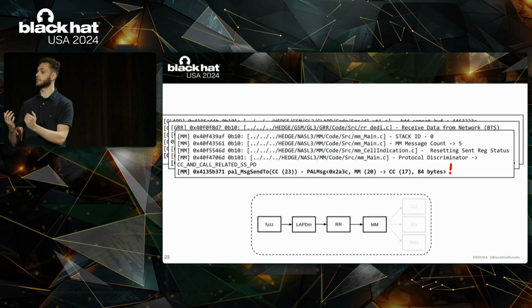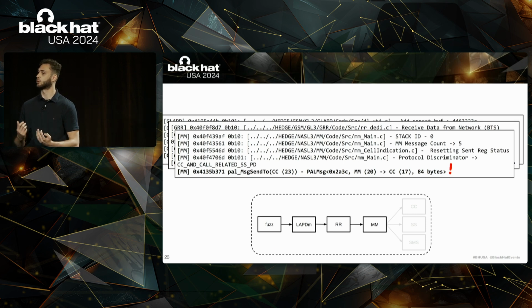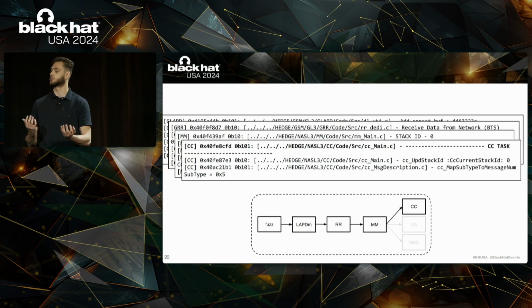So with adding state, we now made sure that the baseband at least thinks it is in the right state to forward the message. And in this case, it forwards it to the CC because we specified the protocol discriminator to be free. And then finally, we see in the CC task itself, the CC task actually receives the message and does some things with the message and parses the message. So this is very cool.